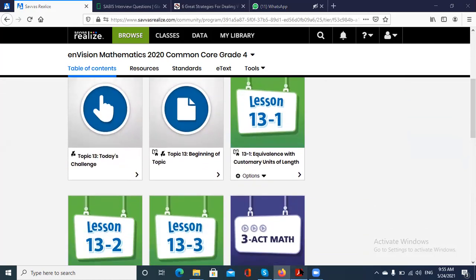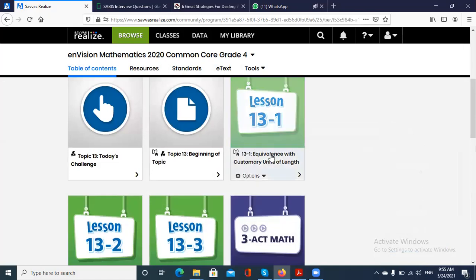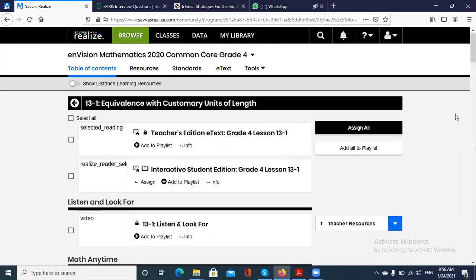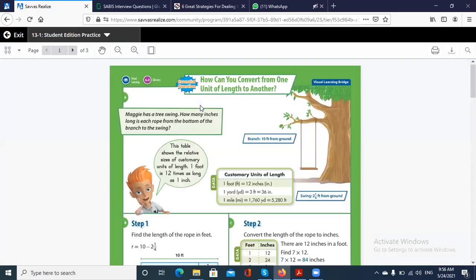Now I'll give you four lessons for the exam. The first lesson is customary units of length. The thing here is so fun, guys. I will give you the table on the exam, so you don't need to memorize all the units. In each question, you will see this table.